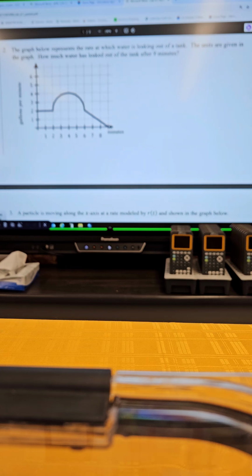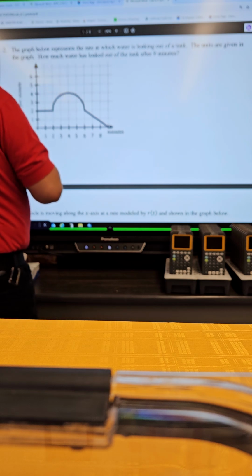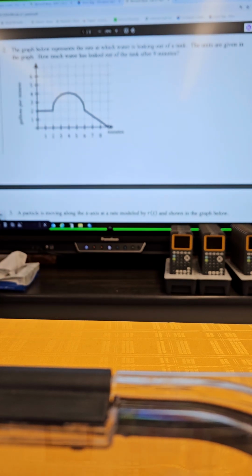Can you read the problem for me, please? The graph below represents the rate at which water is leaking out of the tank. The units are given in the graph. How much water has leaked out of the tank after 9 minutes? So it says how much water has leaked out of the tank after 9 minutes. These are minutes, from beginning, 1 to 9.